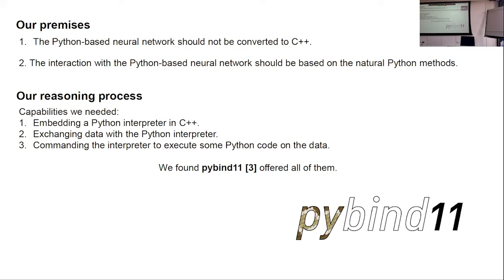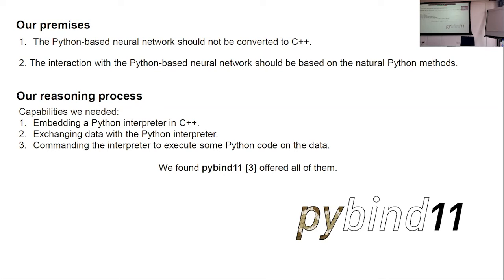Pybind11 is a header-only library. It is usually used for extending Python code with C++ code. But you can do the opposite, and that's exactly what we are doing here. We're using it for embedding, and it is providing the functionality I was describing.